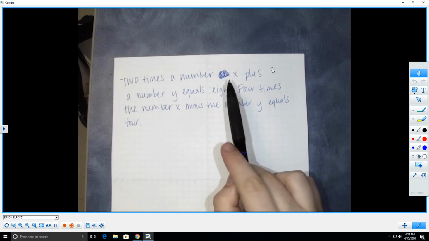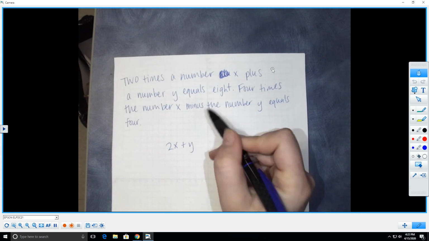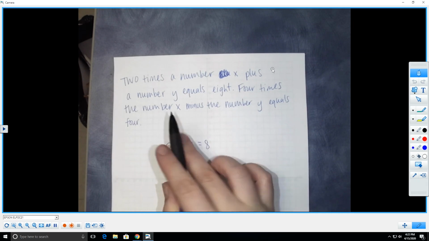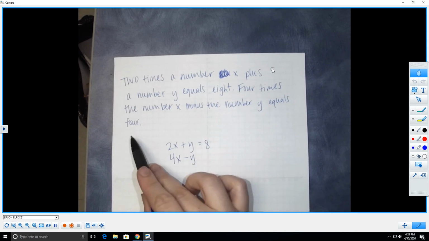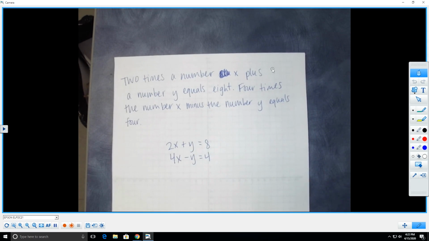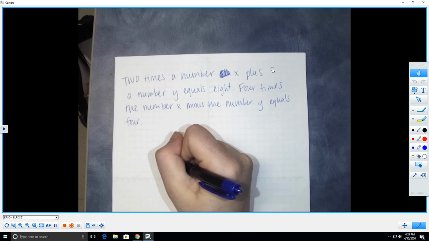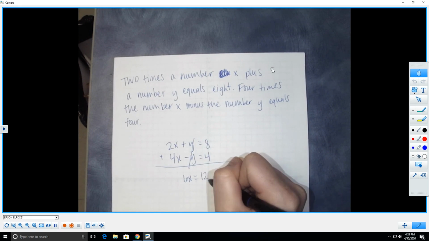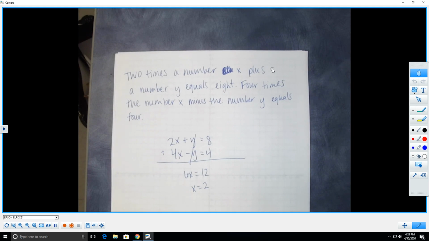Okay, so we have 2 times the number x, so 2x, plus a number y, so plus y, equals 8. Then we have 4 times the number x, so 4x, minus the number y, minus y, equals 4. Okay, try to write along as we eliminate one of the variables. So we see that these are opposites, meaning I can add, and I get 6x equals 12, or x equals 2. As you can see, we eliminated the y variable here.